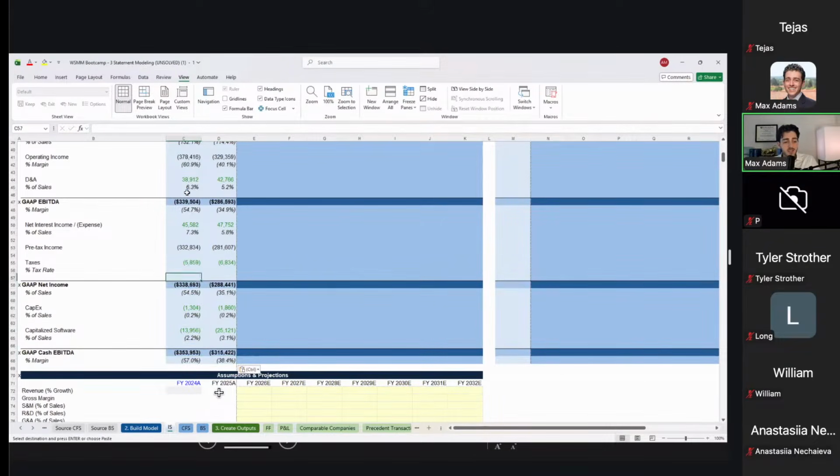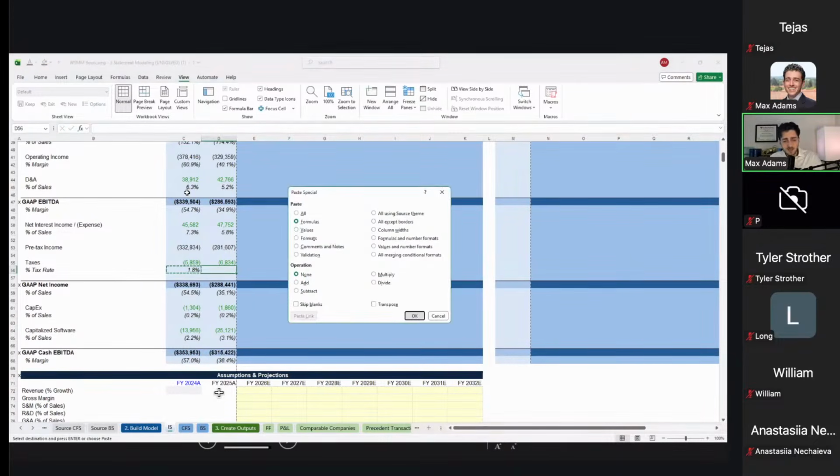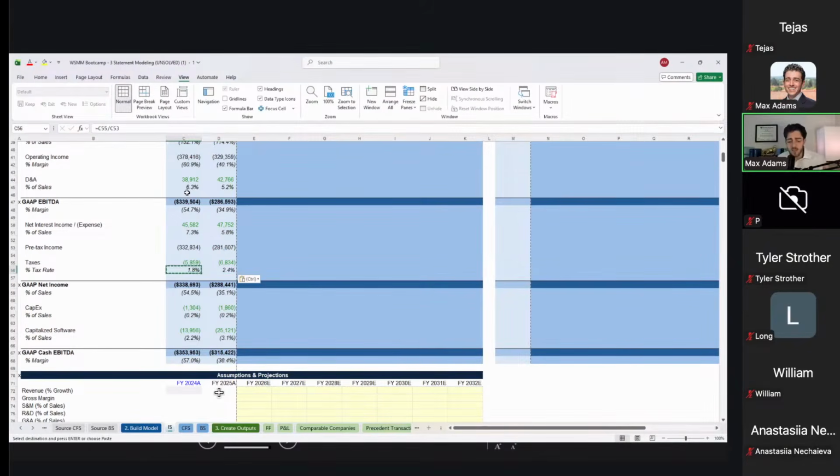Okay, great. So tax rate is going to be slightly different because tax rate is basically calculated as the taxes divided by the pre-tax income. And so here you can see we've got a 1.8% tax rate. It doesn't really make sense because we lost money, and so the tax rate's a little bit wonky, but I'll calculate it just for the sake of completeness.